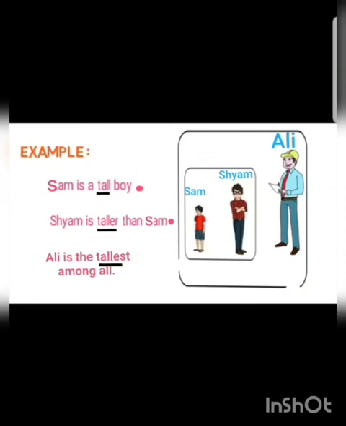Let's see the use of degrees of comparison in sentences. The first sentence is, Sam is a tall boy. Here, tall is positive degree. The second sentence is, Shyam is taller than Sam. Here, taller is comparative degree. Here we are making a comparison between two persons, so we are using comparative degree. The third sentence is, Ali is the tallest among all. Tallest is the superlative degree. This degree is used to make a comparison among three or more than three persons or things.